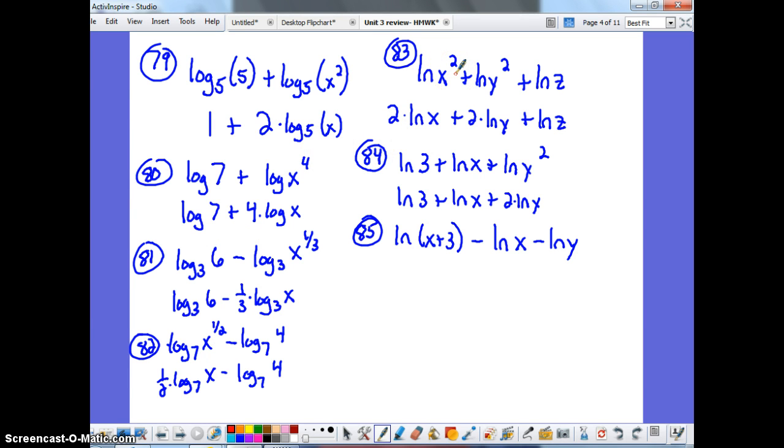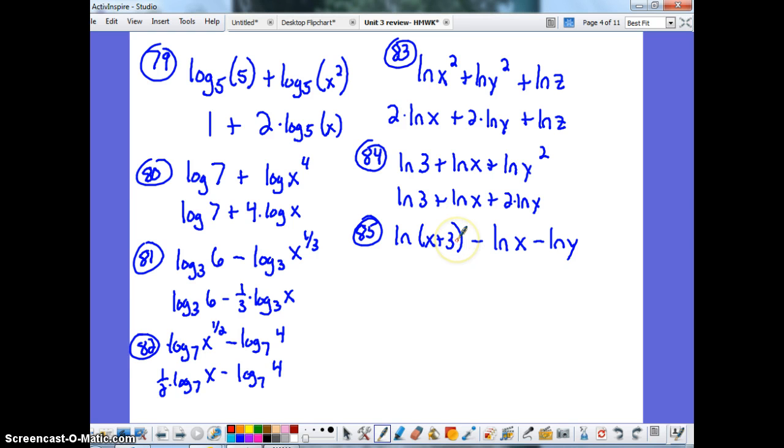83, you're going to take your ln of each one of those, so ln of x squared plus ln of y squared plus ln of z. Since it was multiplication, they each get an addition in between it. Bring the exponent out to the front for each one of those for the final answer. 84, exactly the same thing. They each get their own ln with an addition sign in between it since it came from multiplication. Bring the 2 out in front for the end.